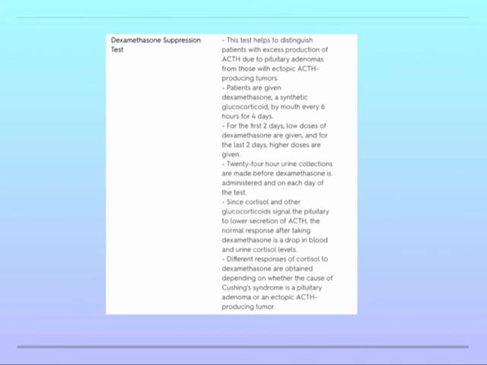And I put this at the end too. It describes the dexamethasone suppression test a little bit more, and you can just read that on your own. And I will put more information up on the Moodle book too that will help clarify all this. And if you have any questions, just let me know.